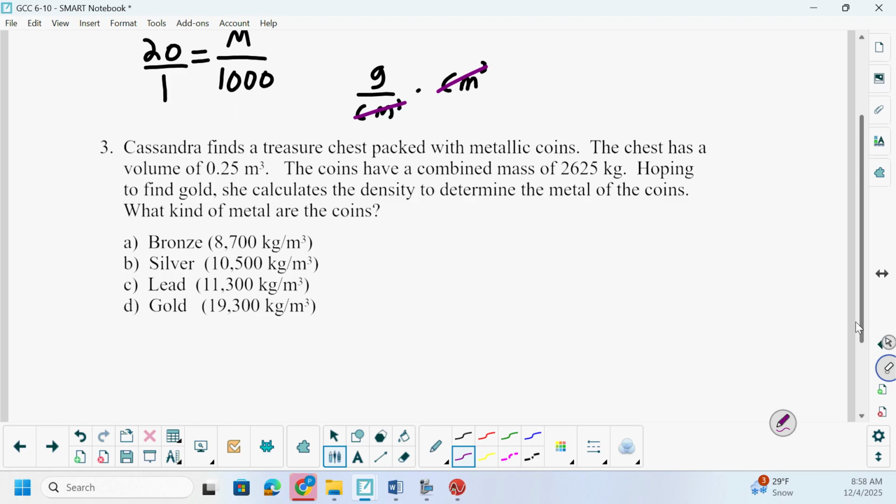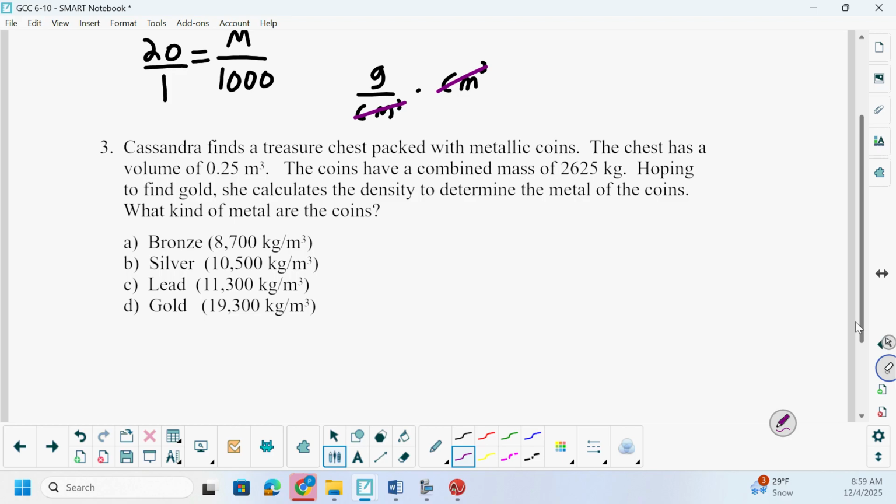All right, next one, we've got Cassandra. She finds a chest with some metal coins in it. We know the volume of the chest, and we know the combined mass of the coins. So Cassandra is interested as to what metal the coins are made out of. She hopes she finds gold because it'll be worth more money.